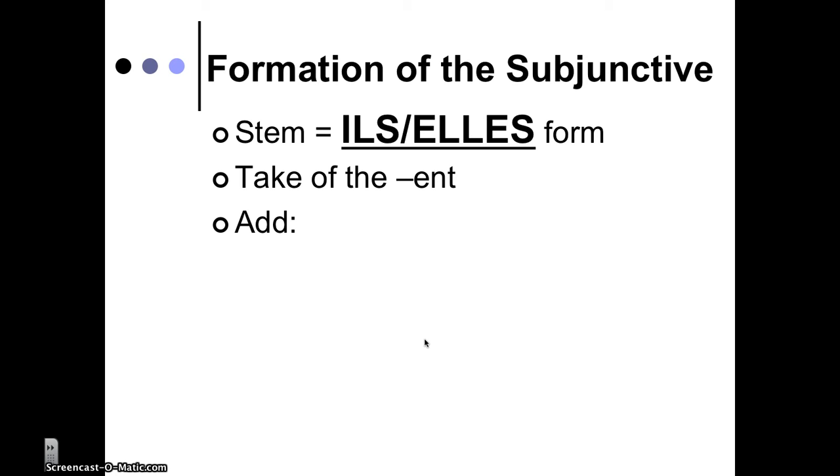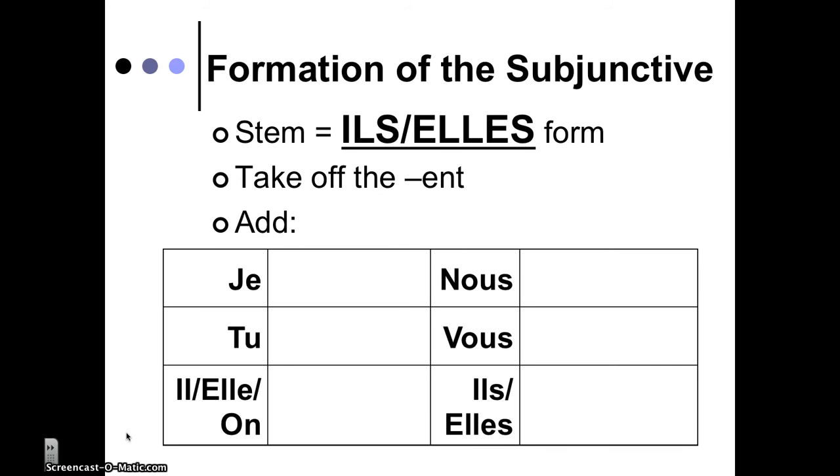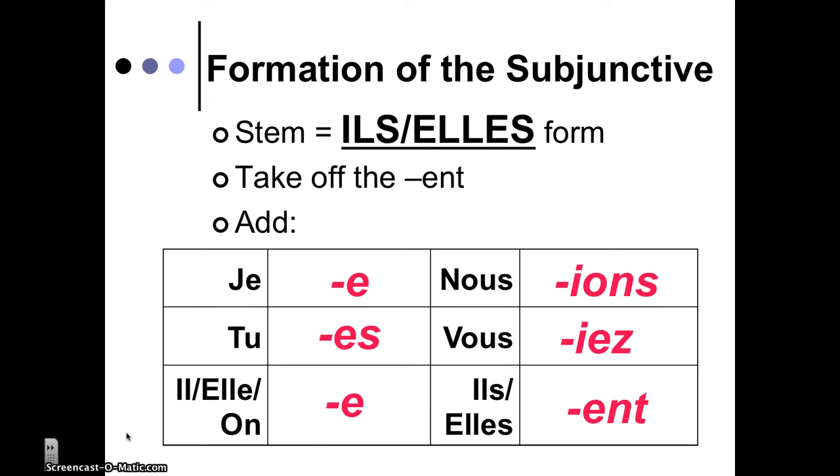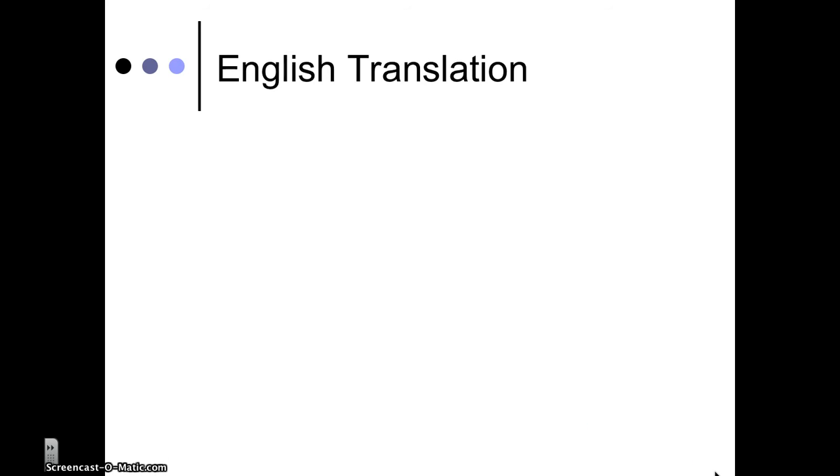All right, your stem is the ils/elles plural form. You're going to take off the ent. Here are our endings: e, es, e, ions, iez, and then ent. Does that seem familiar? This is a weird mashup. These are your regular er verb endings, and then these are the same as the imperfect. So we're in for a wild ride, that's for sure. But those are your endings for the subjunctive.